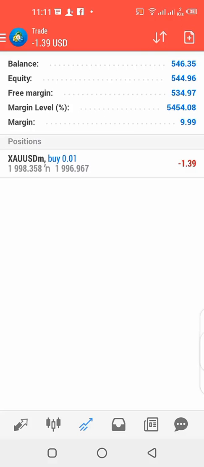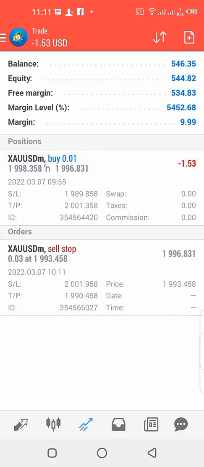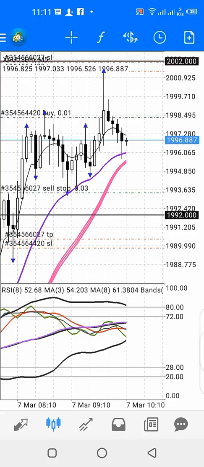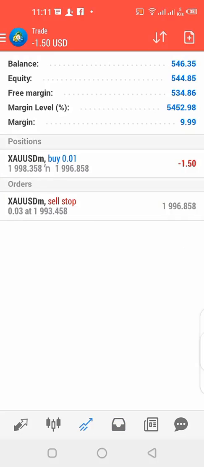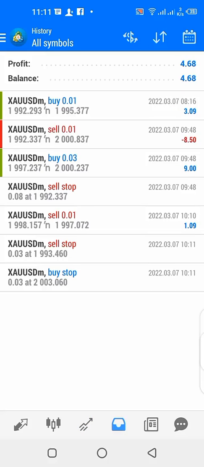Okay, so I've closed the sell trade in profit. So what I just initiated is a robot, an expert advisor. Okay, what I just did now is to initiate an expert advisor to manage that trade. So that's the 1.09 profit, my most recent closed trade. So the profit has increased for the day by 1.09.